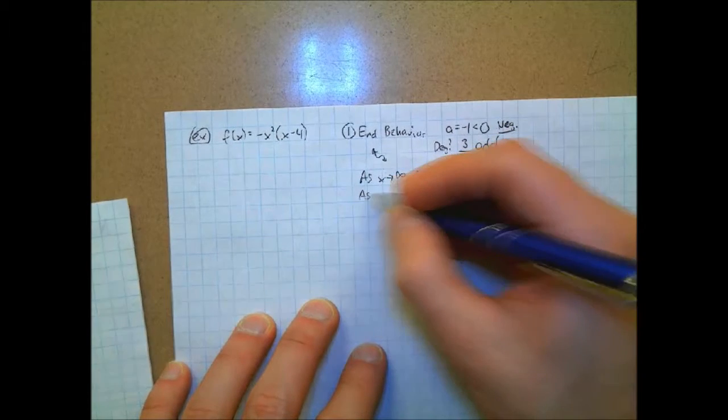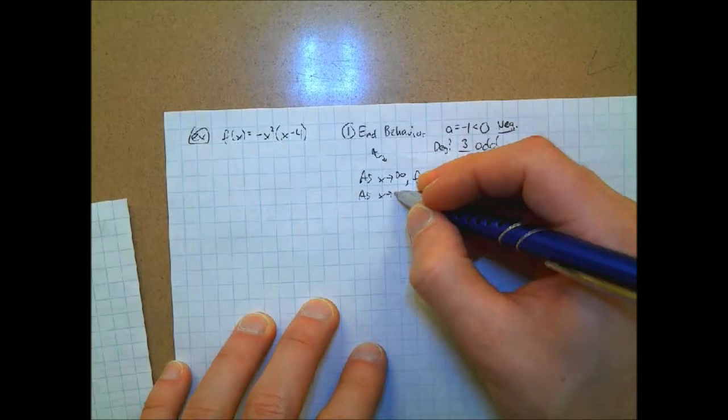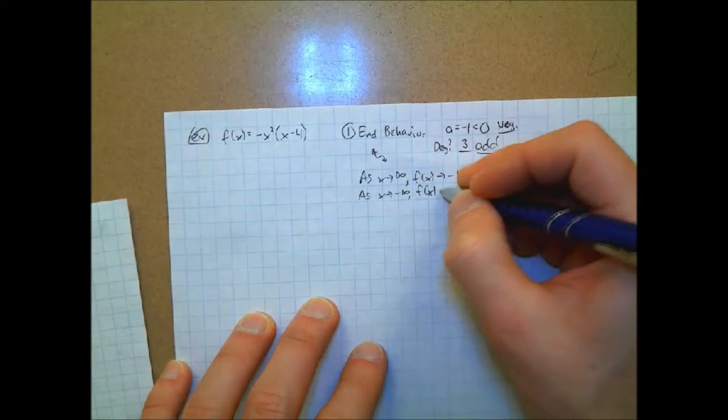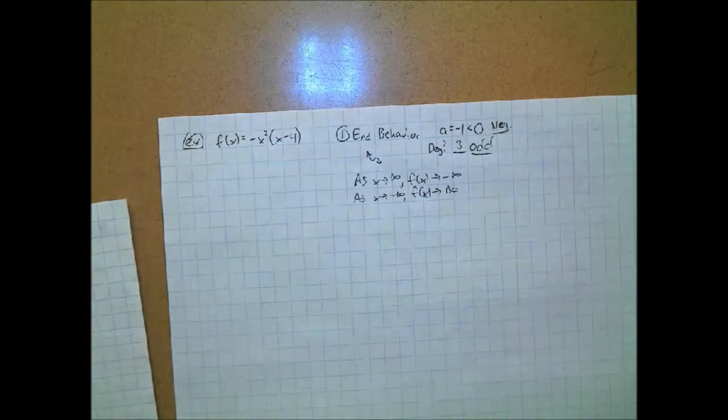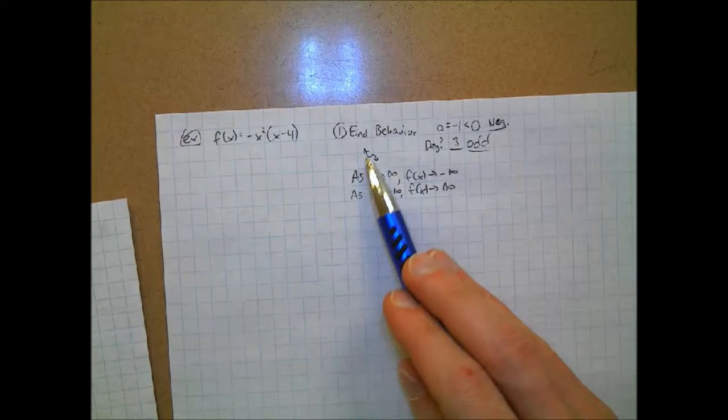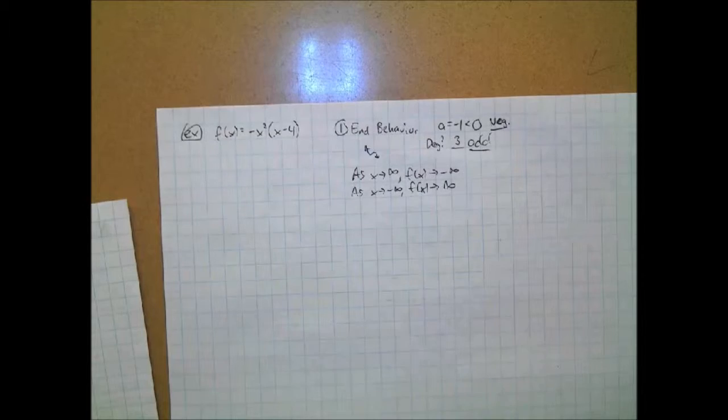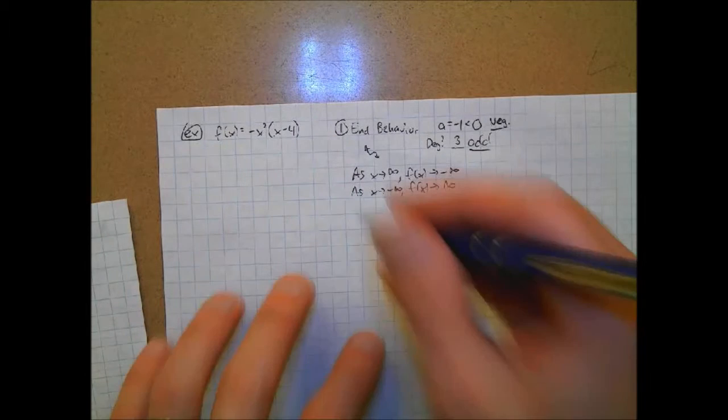Yes. As x approaches negative infinity, f of x will approach positive infinity. Okay. So as you go far to the right, we go down. As you go far to the left, we go up. Okay. So there's end behavior. Next step, we'll find the zeros.